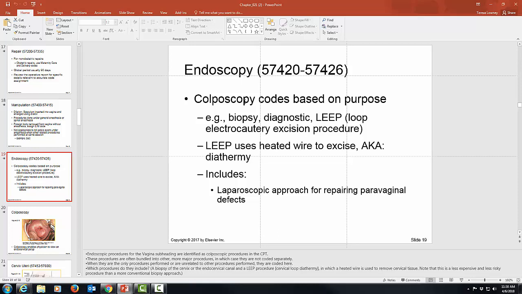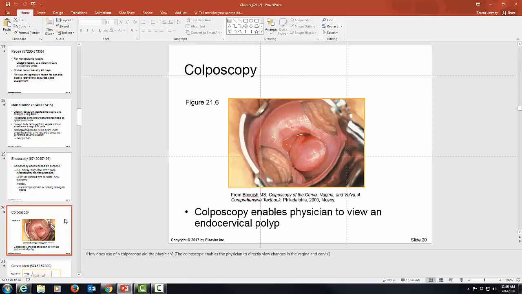If it's a biopsy, you need to watch for, remember, if it's a biopsy or biopsies, it's the same code. That S in the parentheses threw some of us off last time. So we need to pay attention to that. This also includes any laparoscopic approach for repairing a perivaginal defect. So we need to make sure about that too. The next slide has a great picture that was also in your book on 577 of a colposcopy enabling the physician to view the endocervical polyp that needs to be removed.